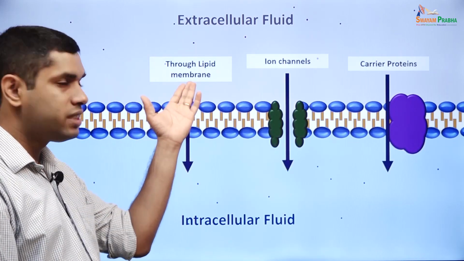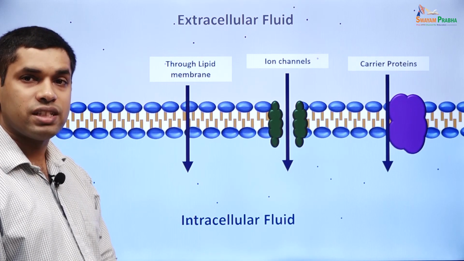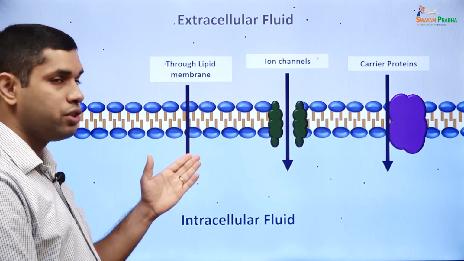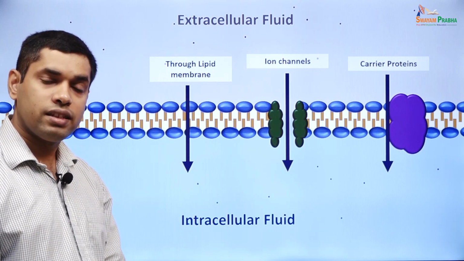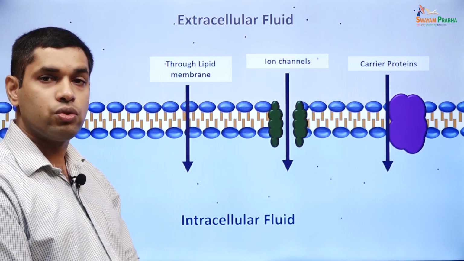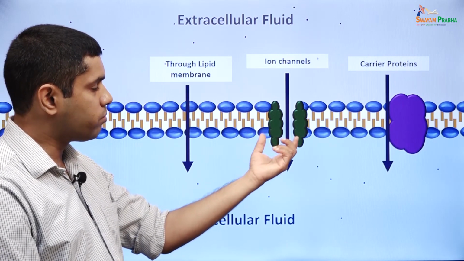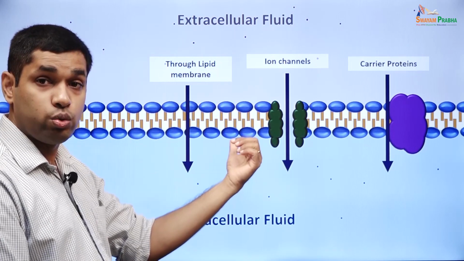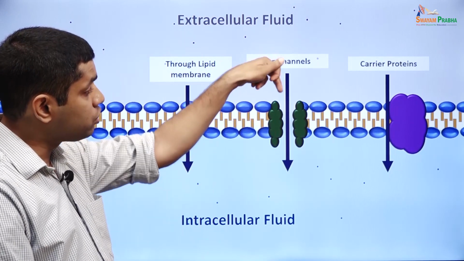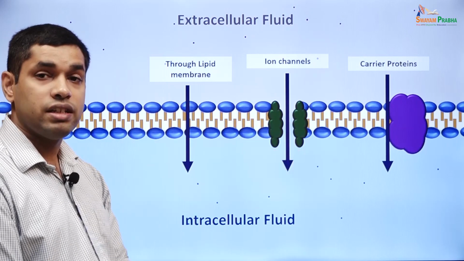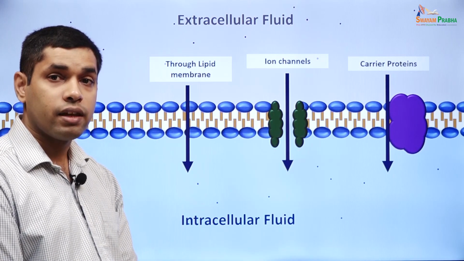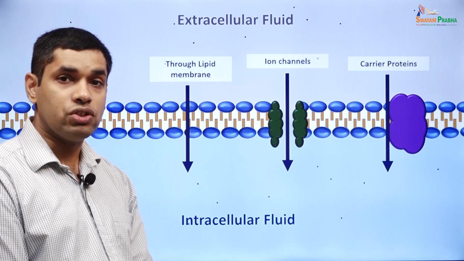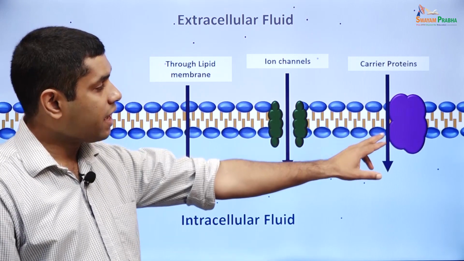The first is simple diffusion. If a substance is lipid soluble, it can pass through the membrane just by simple diffusion. The second is diffusion that happens through ion channels. Ions which cannot pass through the cell membrane normally can pass through the pore that is present within the ion channel. And the third broad type of membrane transport is transport that occurs through proteins that are called carrier proteins.